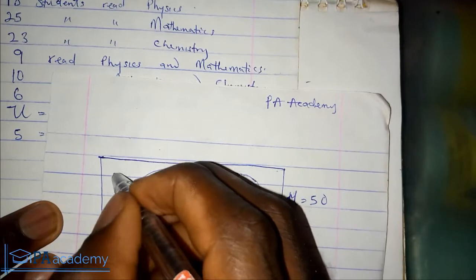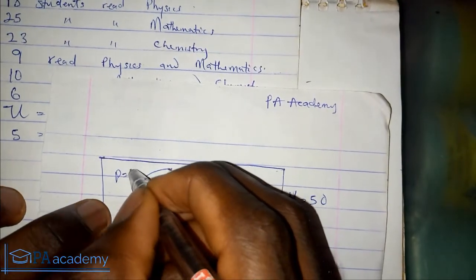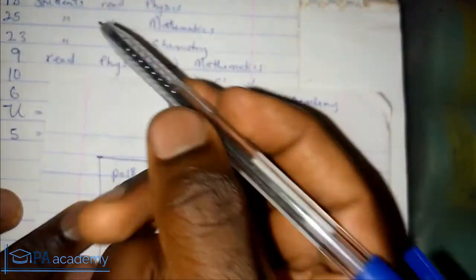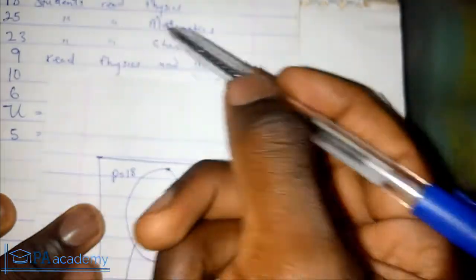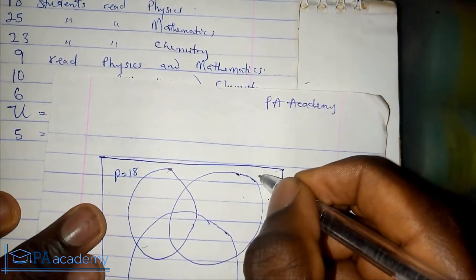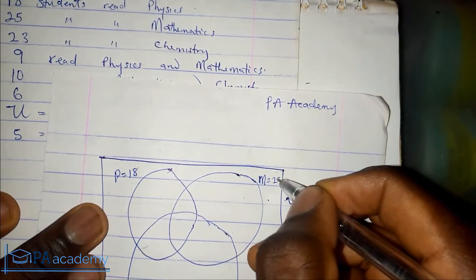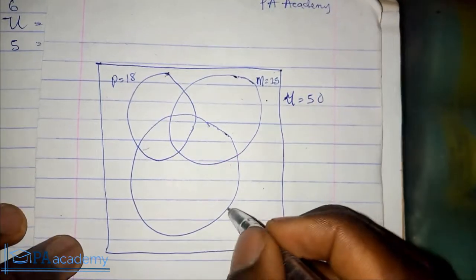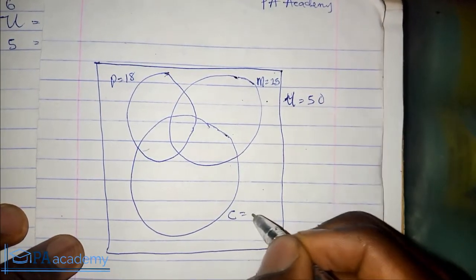So let this represent physics with P, and that is 18. We are told that 18 students read physics. So for mathematics, 25. So let this be mathematics M, that's 25. And then the third one is chemistry. So let's put this as C, as 23.